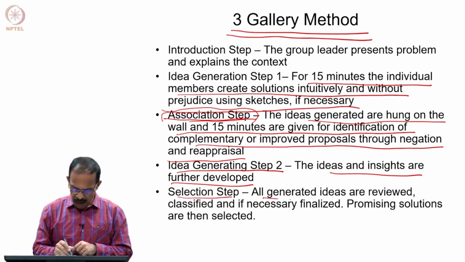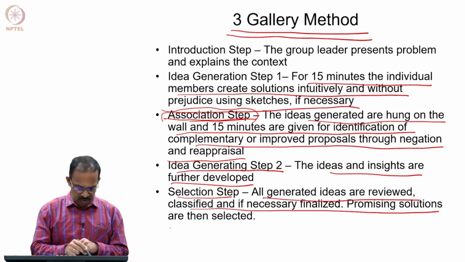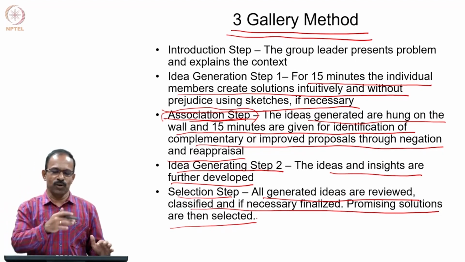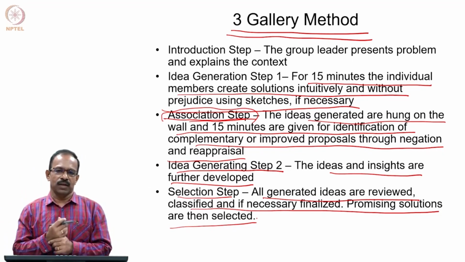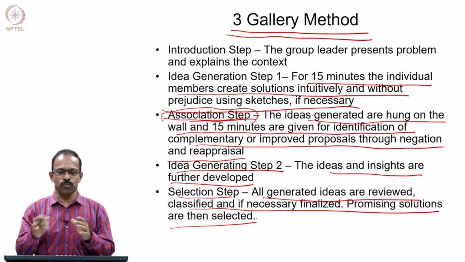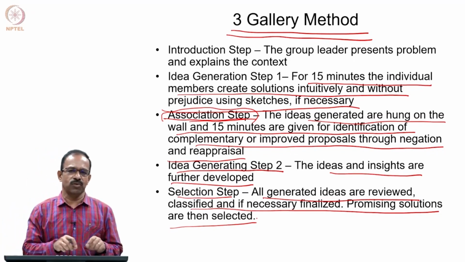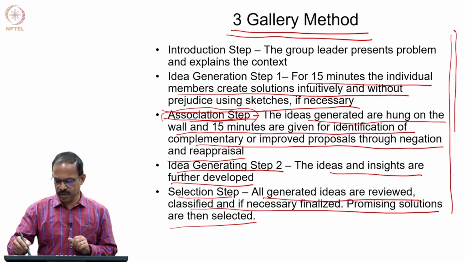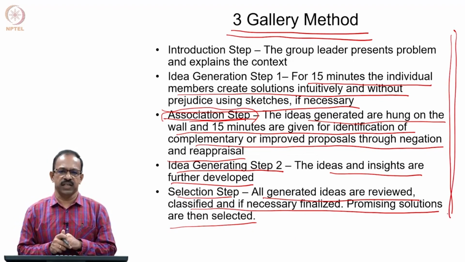The selection step, all generated ideas are reviewed, classified and if necessary finalized. Promising solutions are then selected. So, based on the first level of idea generation, they will sit together, look at all the ideas generated and then see what are the promising solutions and then decide to take it forward. So, that is basically known as the gallery method of idea generation.